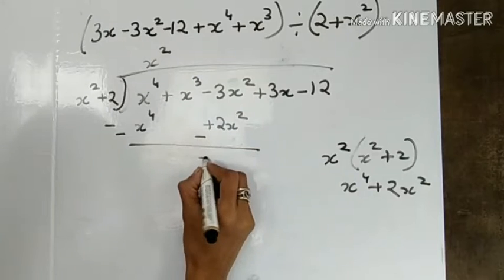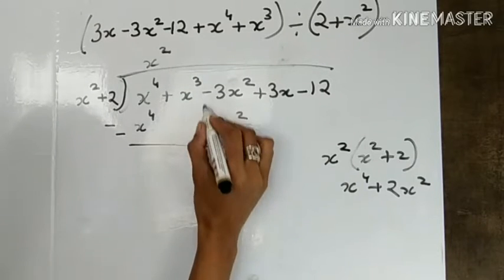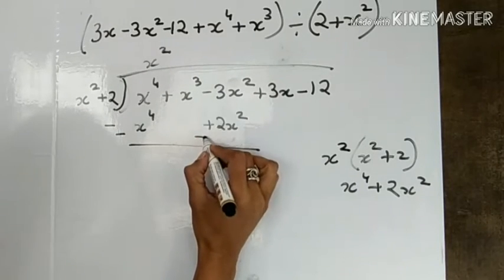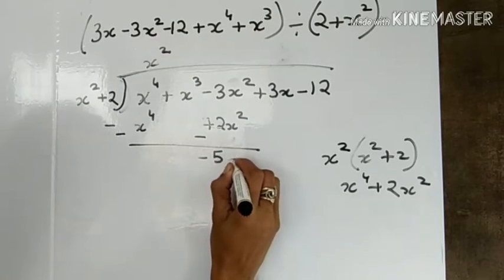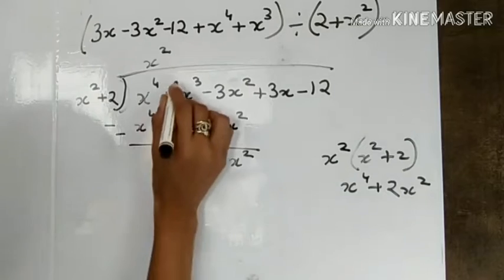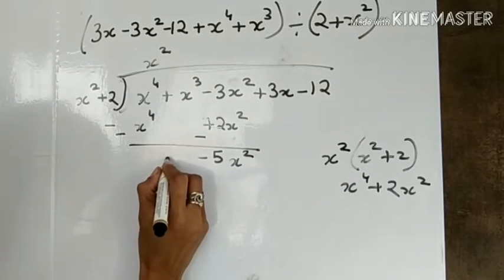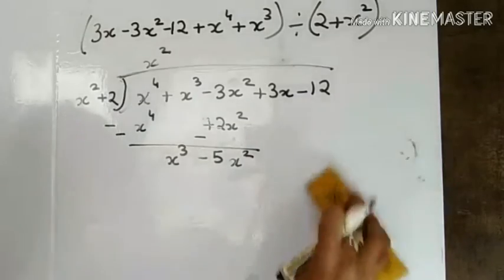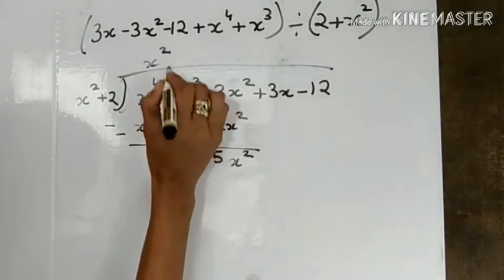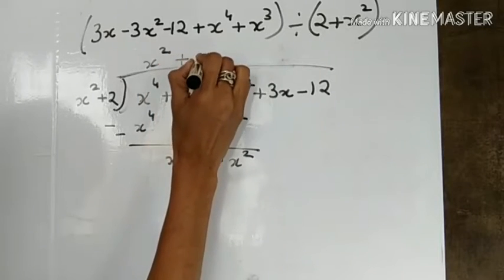This gives me minus 5. Minus into plus is minus, into minus is plus, and the sign of the greater number, that is minus. So you have minus 5x squared. The term in x cube is remaining, so get that down. Now the term with the highest degree is x cube. So you're going to multiply with plus x.